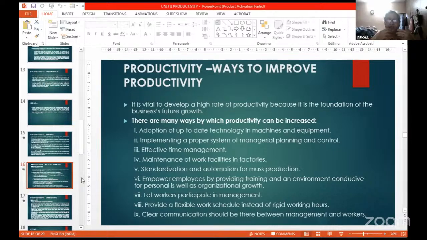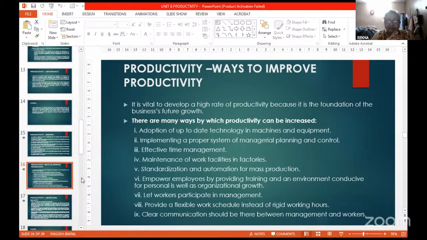You have to make them feel satisfied, and they should also feel they are part of that organization. Let workers participate in management. There are so many things which even the workers at the lower level can tell the management to improve things. So it should be open to all types of suggestions.